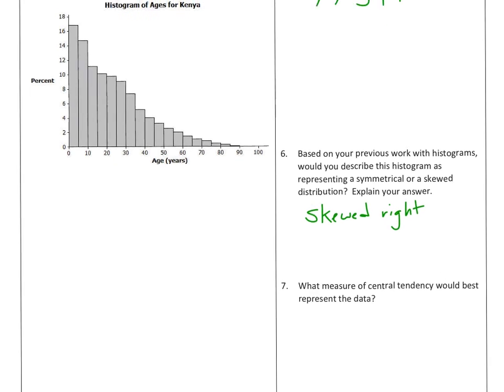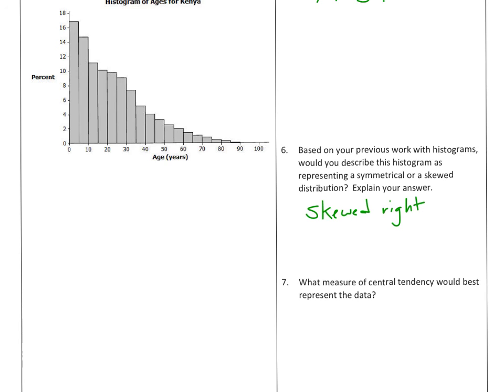All right, and last question, what measure of center would be the best? Anytime we have skewed data, we always want the median.